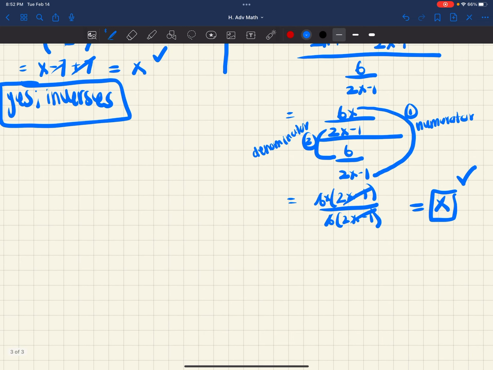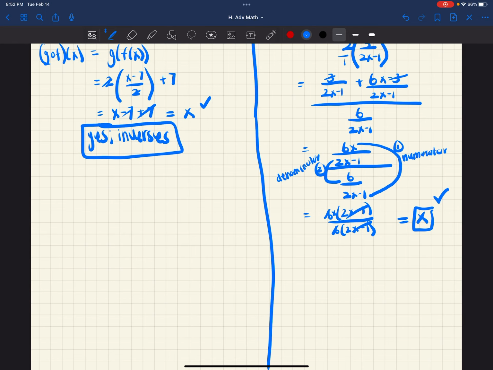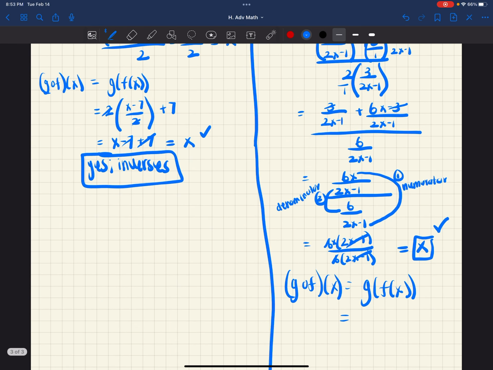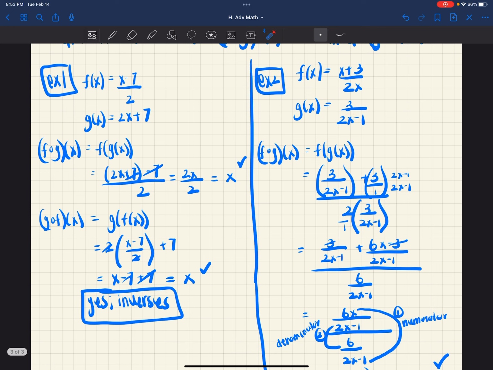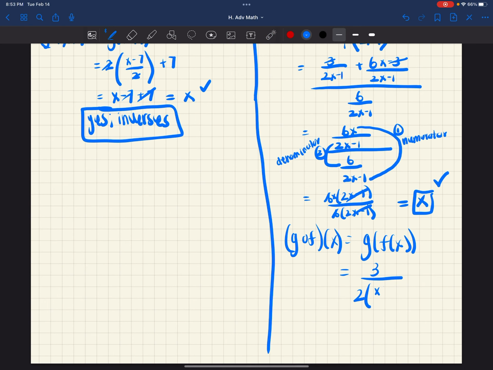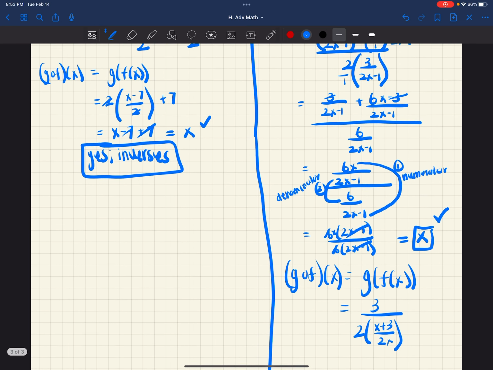The other one was, what was it? G composed with f of x. And let me go ahead and write that definition out. So that would be g of f of x, which simplifies down to 3 over 2. Rather than writing x right here, I need to substitute in my entire function of f of x, which is x plus 3 over 2x. So this will be x plus 3 over 2x. And then I need to just copy down my minus 1.